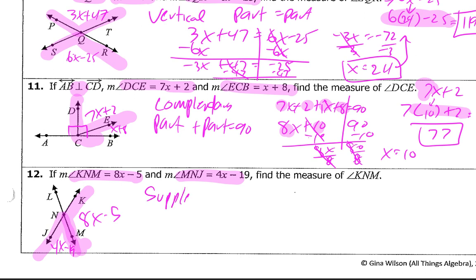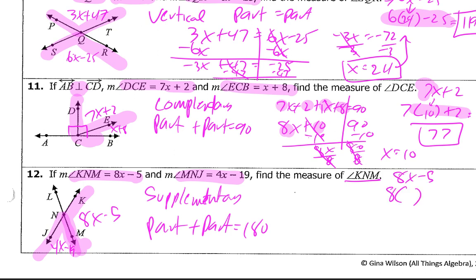But we should know that those are supplementary. They're a linear pair, so they're supplementary. That means part plus part equals 180. So if they want K and M, then we're going to say 8x minus 5, so that's 8 times some number, and then we're going to subtract 5 from it. So let's set it up. If part plus part equals 180, that means 8x minus 5 plus 4x minus 19 equals 180.